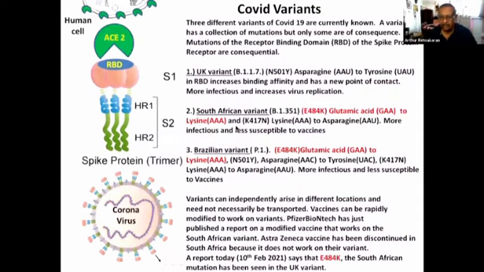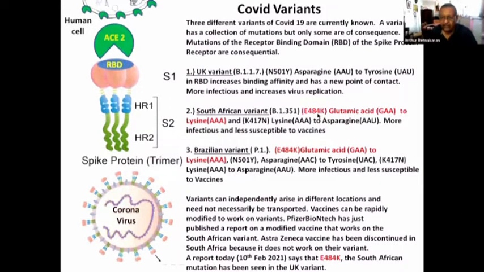The South African variant, you have the same numbering as I told you, from 1 to 29,903. There is a change in 484, and there is another change in 417. So you have this 484 and 417. 417 is a glutamic acid to lysine. 417 is lysine to asparagine.